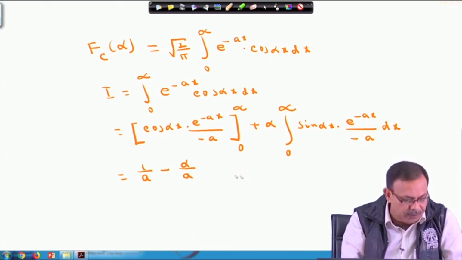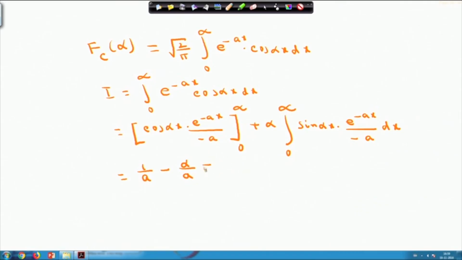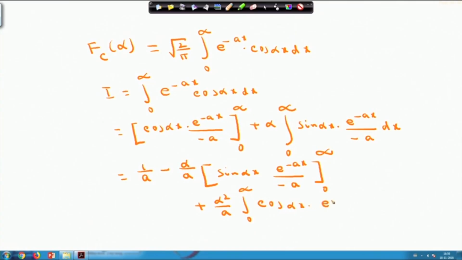So, that I will obtain minus alpha by a into sin of alpha x into e power minus a x by minus a, 0 to infinity, plus alpha square by a, 0 to infinity cos of alpha x into e power minus a x by minus a into dx.